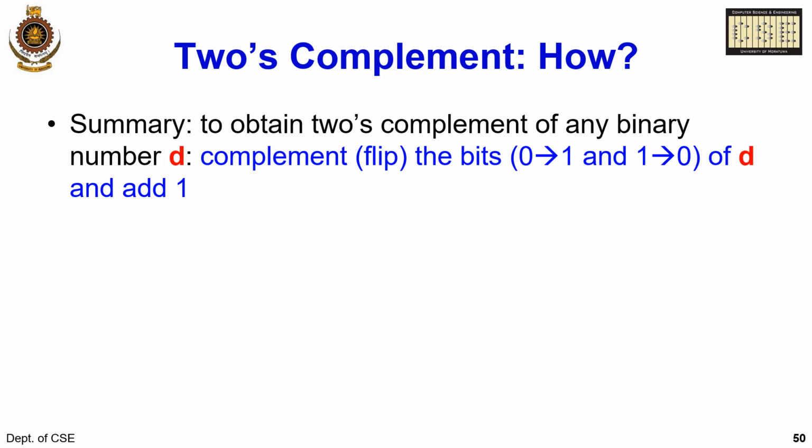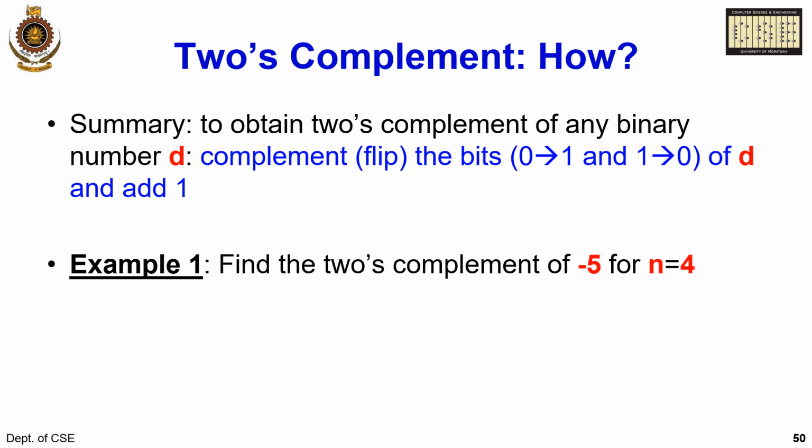So what did we do? To summarize, to get the 2's complement of any binary number d, we have to go through 2 steps. First step, complement or flip the bits, right? 0s to 1s, 1s to 0s. And then second step, add 1. So it's quite a simple process to get the 2's complement of any given binary number.